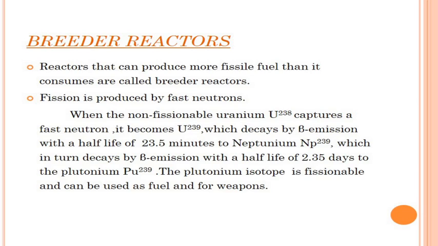And we know that in nuclear fission, the uranium nucleus is bombarded with slow neutrons. Those slow moving or low energy neutrons are called thermal neutrons. But in a breeder reactor, we use fast neutrons. So fast neutrons are used in breeder reactors.